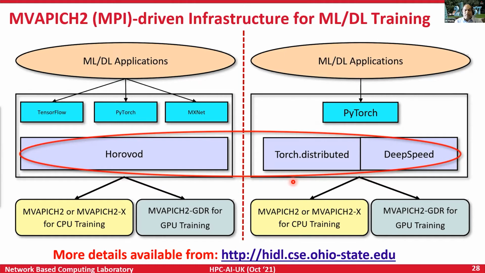With that, the end users just run their application, TensorFlow, PyTorch, MXNet, etc. You don't need anything else. As long as you have our MVAPICH2 library, we provide two paths. One is for CPU-based training with MVAPICH2 or MVAPICH2-X, and another is for GPU-based training with MVAPICH2-GDR. So if you're using any of these libraries, you can build it yourself and give it to your users. You don't need any other library.